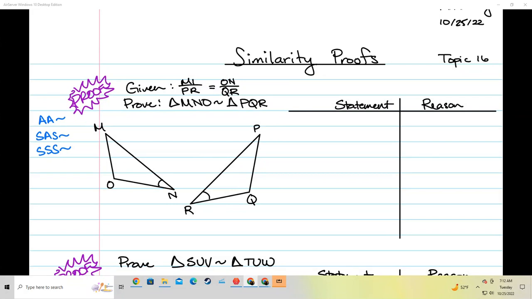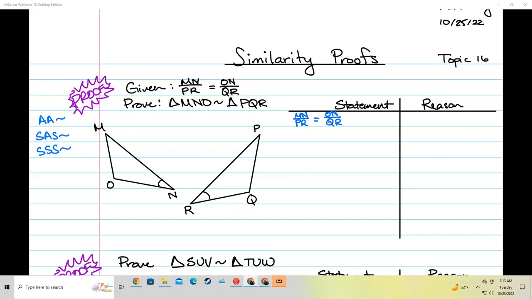So here we go. Given that MN, sorry, that should be an MN. Go ahead and change that for you real quick. Given that MN over PR is congruent to ON over QR, I want to prove that triangle MNO is similar to triangle PQR. So as always, the first thing we're going to start off with is the givens. This given doesn't sound like much, but oh my goodness, does it actually do a lot for you. MN over PR is equal to ON over QR.